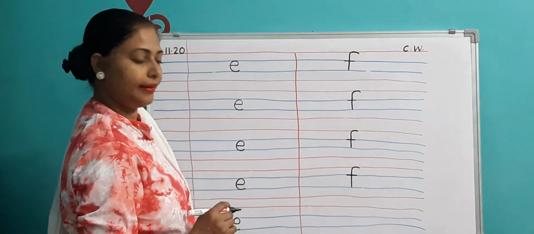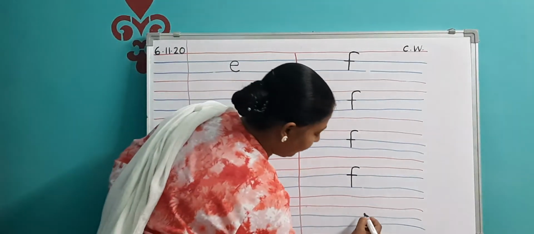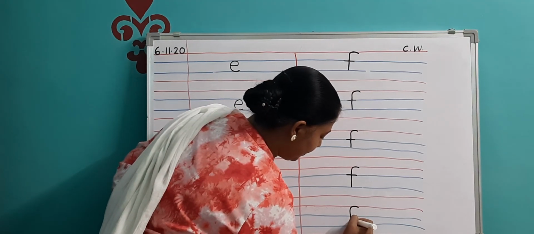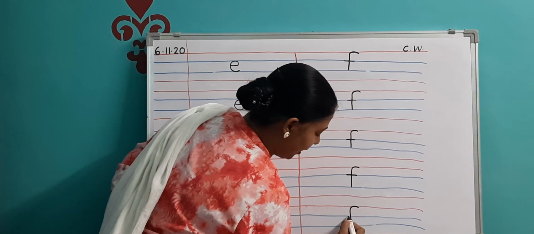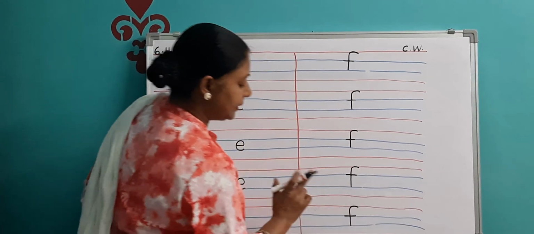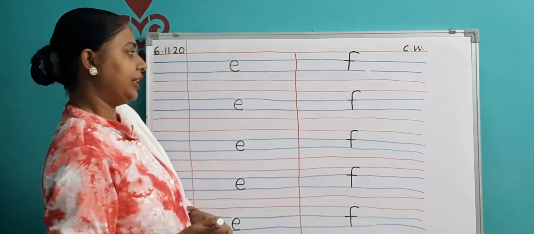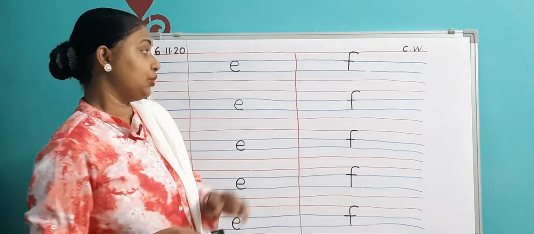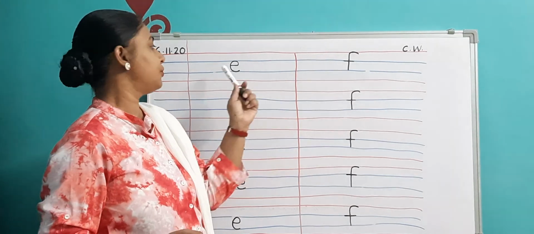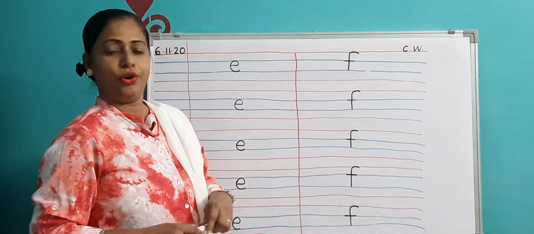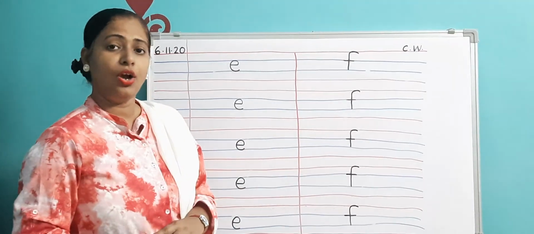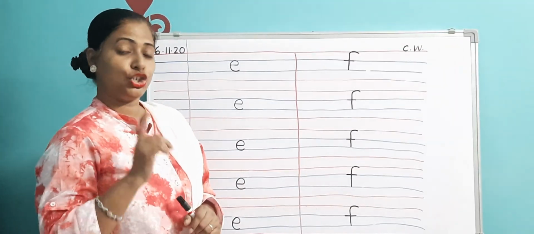Once again, last time. Make a grandfather's stick, and then on the second line draw a sleeping line. Now it has become small f. So this is how you write. This is small e and this is small f. Okay children, do it as ma'am has shown in your English 2 copy.